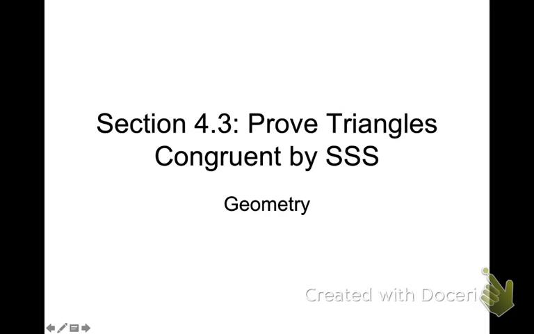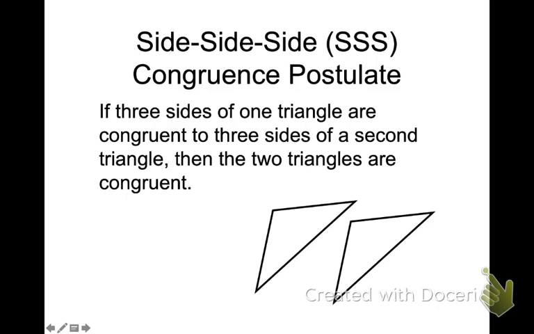So our first theorem that we're going to be talking about in section 4.3 is SSS, which stands for side, side, side. Please write the following. If three sides of one triangle are congruent to three sides of a second triangle, then the two triangles are congruent. So in our diagram here, again, pause me as you need.